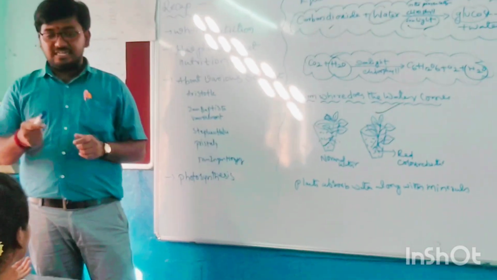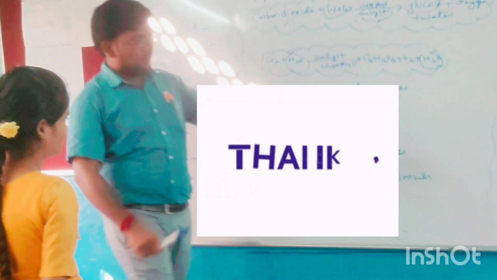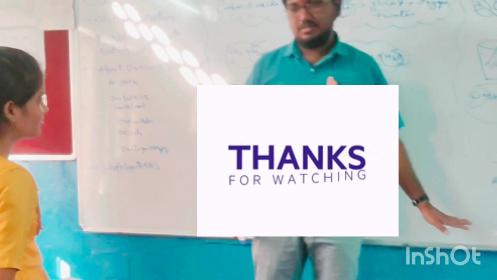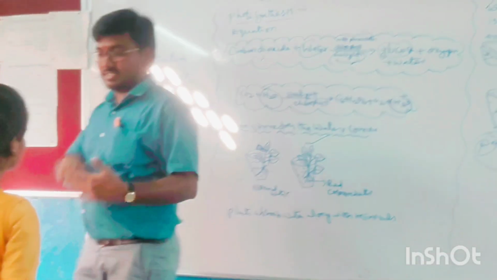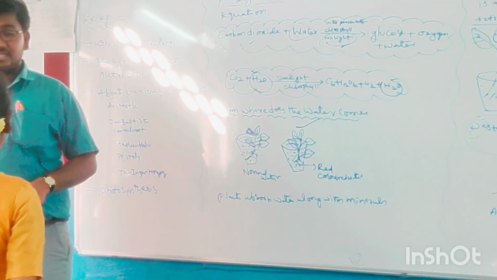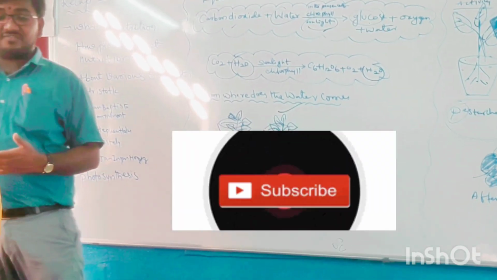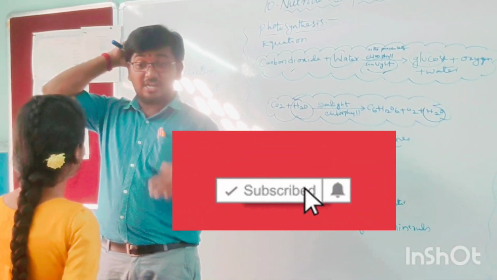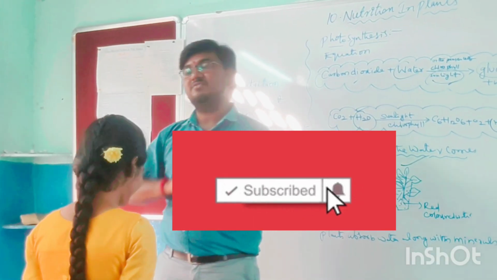Okay. After testing with the iodine solution, you will observe that only this portion changes color. So the color change indicates what? Presence or absence of starch. Presence of starch. Very good.